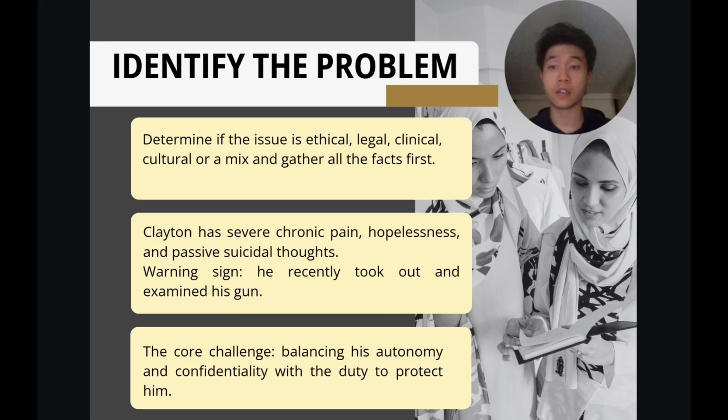The first step is to identify the problem and ask what is the root of the dilemma, who is involved, and what can be at stake. In Clayton's experiences, he has severe chronic pain, feelings of hopelessness, and suicidal thoughts. One of the major signs is when he took out his firearm and examined it. As a therapist, that is the challenge of balancing the autonomy and confidentiality for Clayton. And it's our responsibility to protect him if there is a risk of him taking his life.